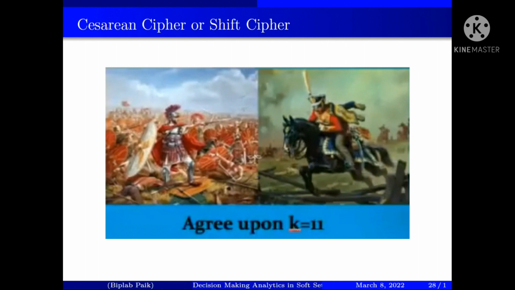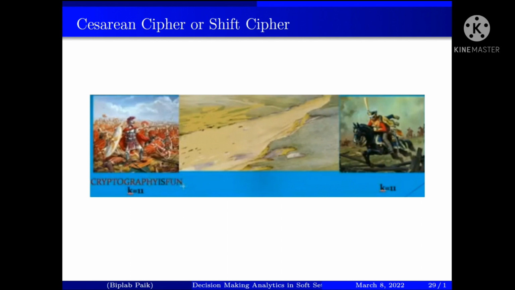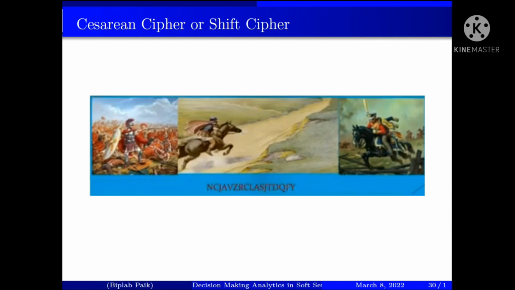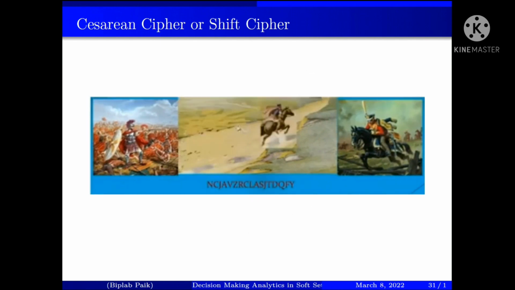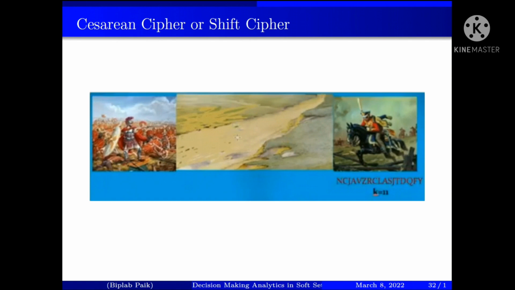The idea is, before going to the war front, both of them decided that they would use k equal to 11. Mind that this was a secret known only to them. Suppose Julius Caesar wants to send the message "cryptography is fun". Now the question is, what message is he going to send? He sends this message through a carrier. The carrier carries the message and reaches the place of the commander. The commander receives this message. Since both know that k equals 11, he will get the original message quite easily.